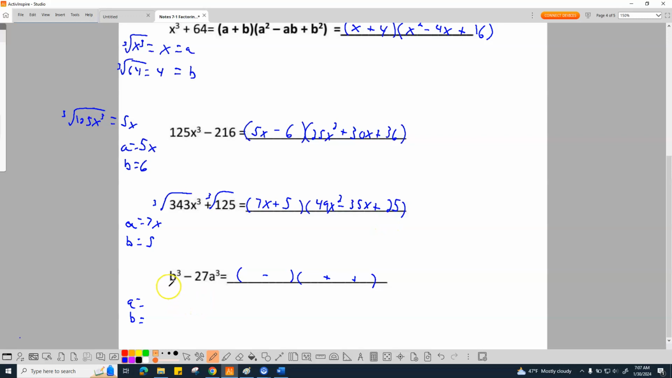So let's go ahead and fill this one out. This is weird. A is equal to B. I hate that. And then B is equal to 3A. Y'all, this is not good for my brain. So A is equal to B. That's weird. Cube root of B cubed is B. Cube root of 27A cubed is 3A. So let's just go. A is equal to B. For my A, I'm going to be putting in B. For my B, I'm going to be putting in A.